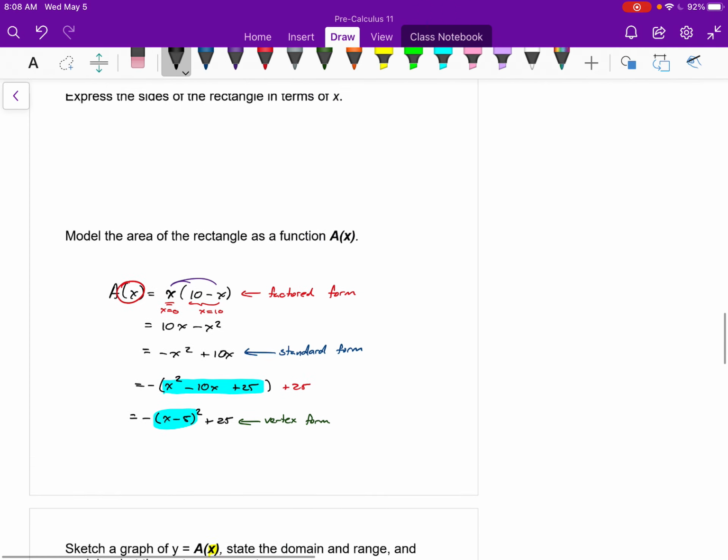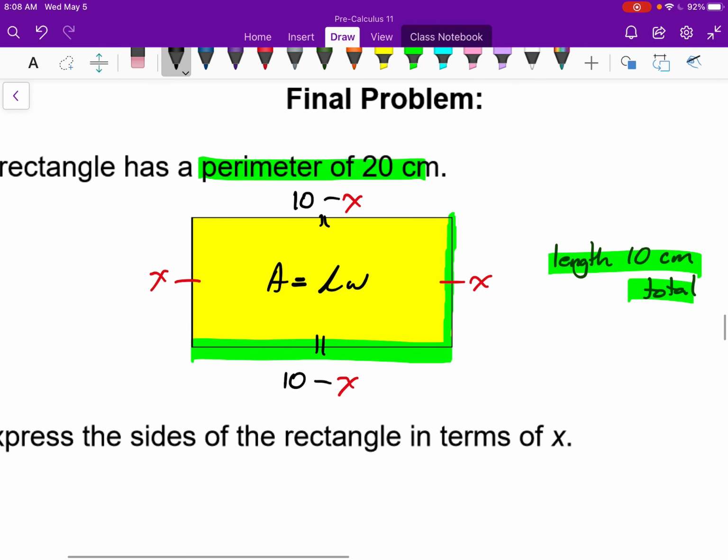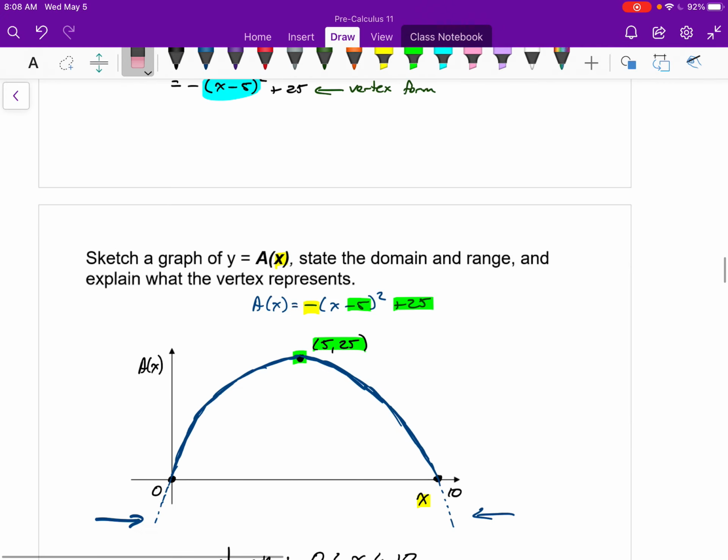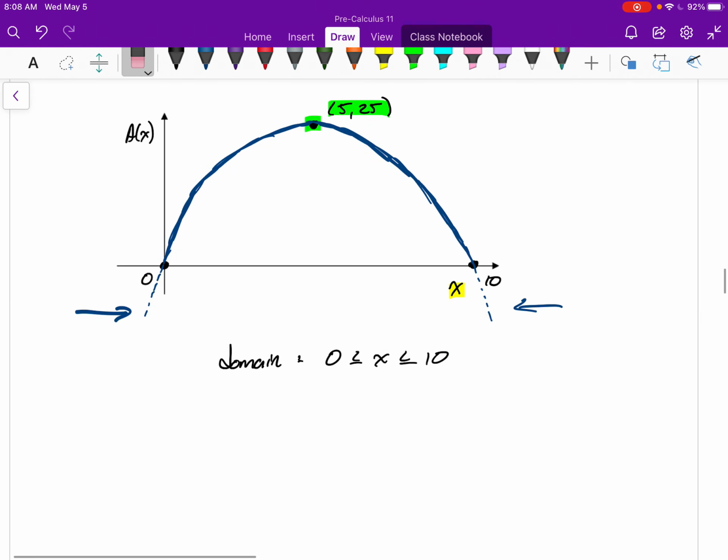If you look back to my image here, this is what everything's based on. How on earth could x be negative, and how can x be more than 10? If x was 11, then this side here would be negative 1 in length. Again, that's not possible. And because the domain is not all real numbers, the range is not just everything less than 25. The range is all the possible areas, and in this case it is from 0, which is the least possible area, to 25, the most possible area.